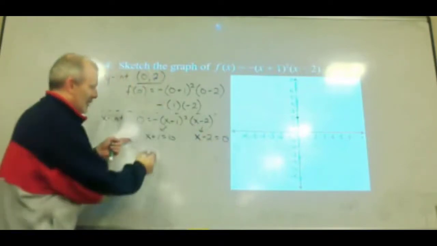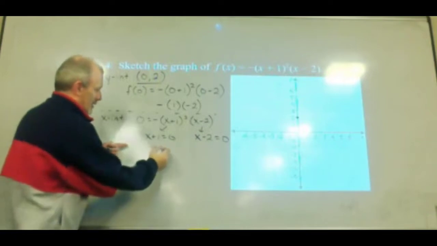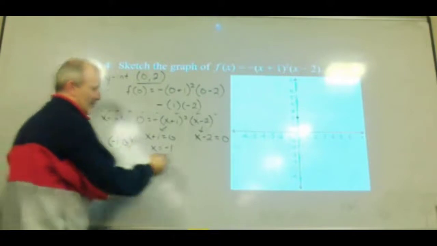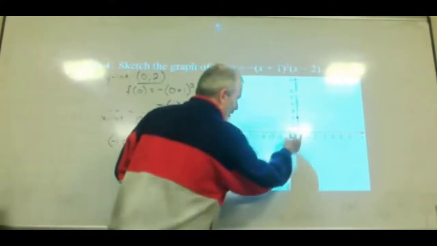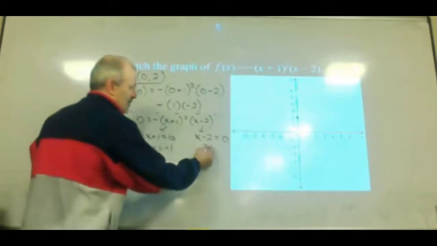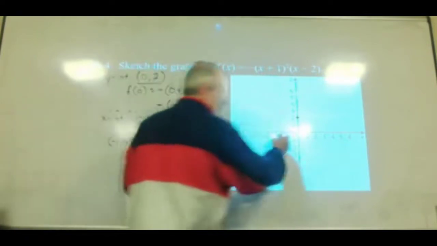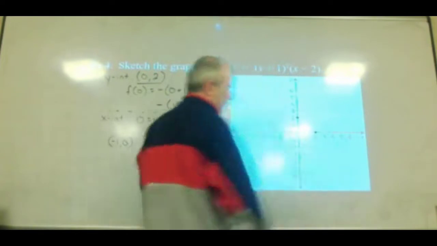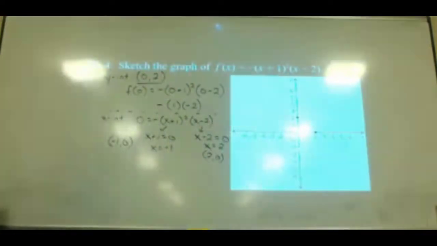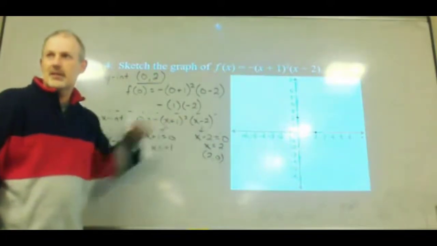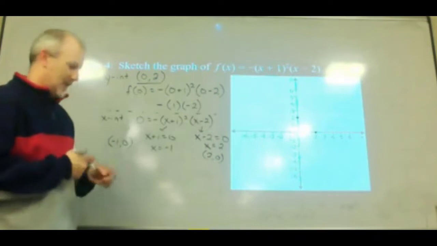So for this one, what do we get? Negative 1. So that is, I'm going to put it over here, negative 1 comma 0. That's going to be this point right here. And then how about this one? x equals positive 2. So that's 2 comma 0. That's going to be this point over here. Okay? Wait, why is it positive? Because in order to get this x by itself, we have to add 2 to both sides. Okay? So we've got 3 points.